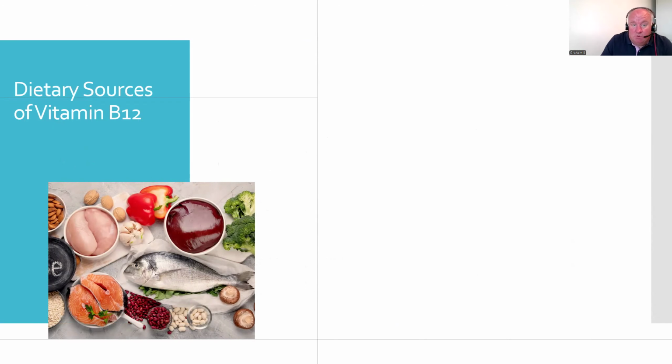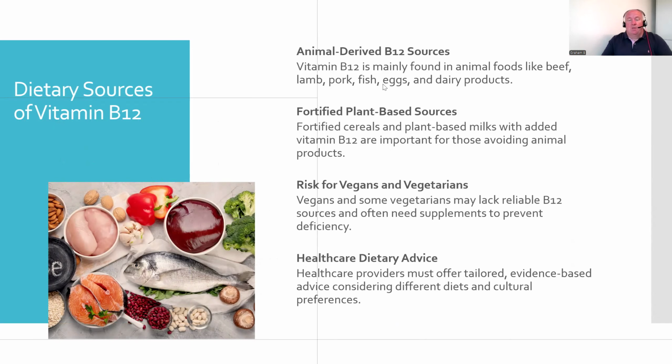So where do we get B12 from? We mainly get it from animal products, particularly things like liver and kidney, which are really high in vitamin B12, as well as pork, fish, eggs, and dairy products. However, a lot of cereals are fortified, which means the vitamin is added afterwards. And a lot of plant-based milks, like oat milks, are too.